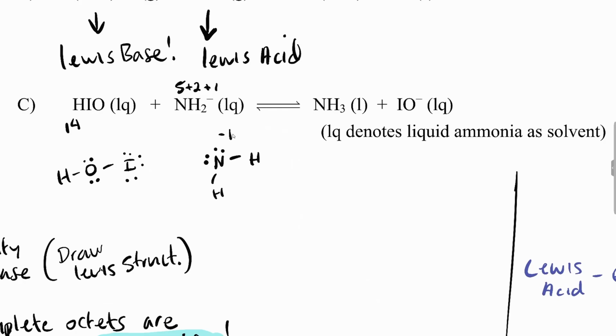Like I was saying before, negatively charged molecules typically act as Lewis bases. This one here is negatively charged, so this is going to be our Lewis base, which would mean that since this one is accepting electron density, that's going to be a Lewis acid. Alrighty, that's how we're able to identify this.